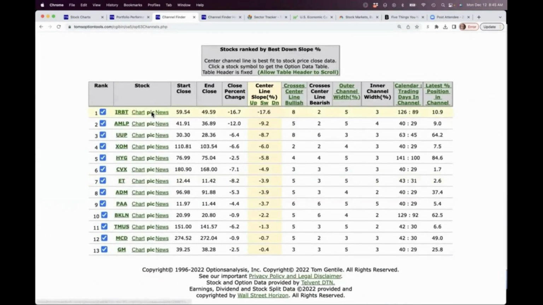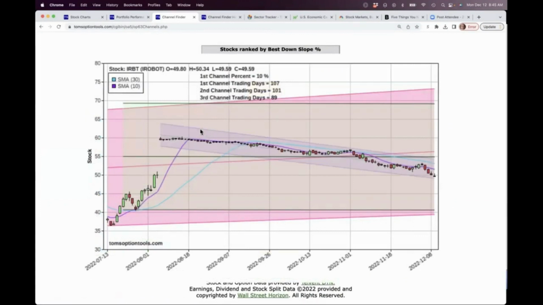iRobot. Yeah, I mean, this 89-day channel, obviously some news happened. That looks like a buyout of some sort because the stock went really sideways right at 60 for a bit and then started drifting down. And I'd have to do some research, but this channel here is bearish for sure.